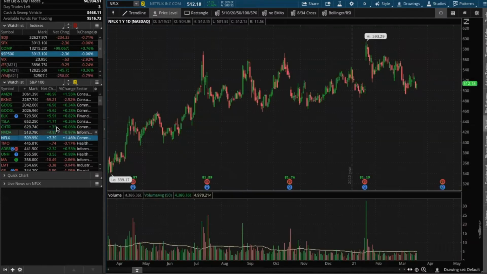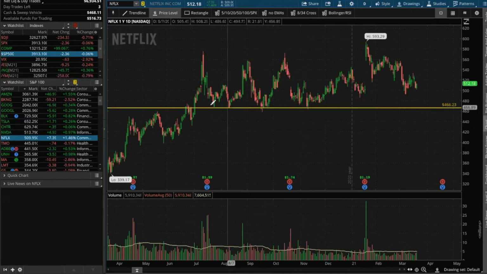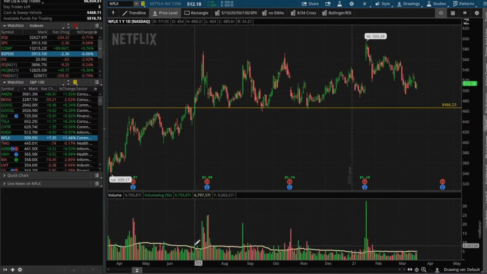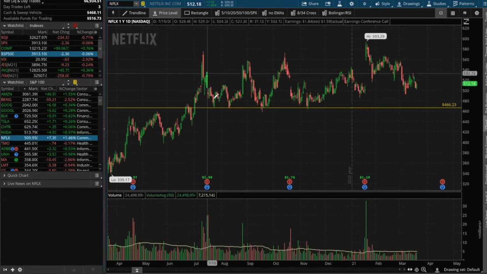So let's see here, Netflix. Obviously you'll see back here, this was an area of support. Right? Old resistance, broke above it finally. Was it high volume that day? Higher than average volume that day, which is good. And going up, come down, bounce, bounce, up, bounce, up, bounce. I mean, that thing was acting real nice and solid.